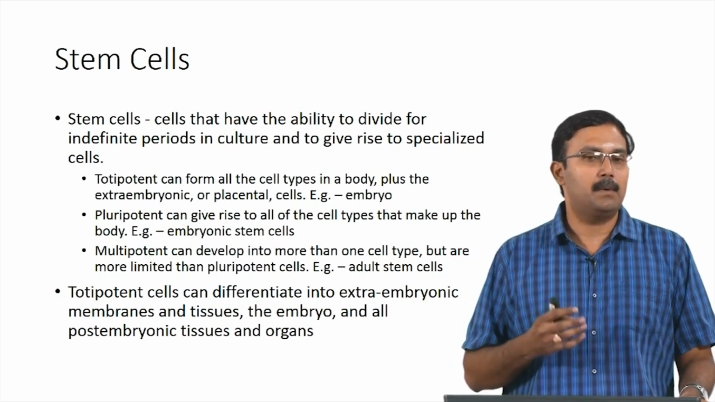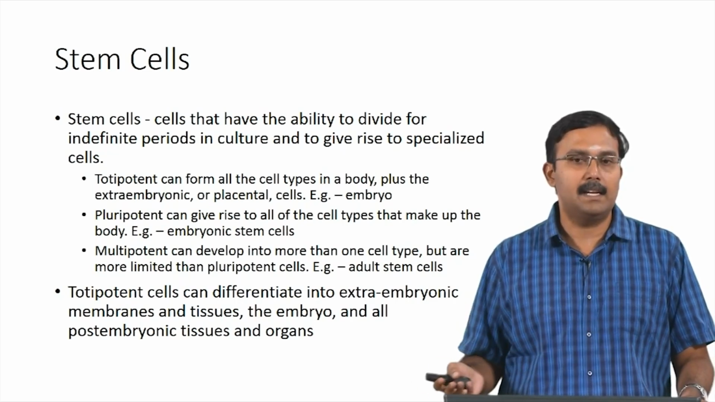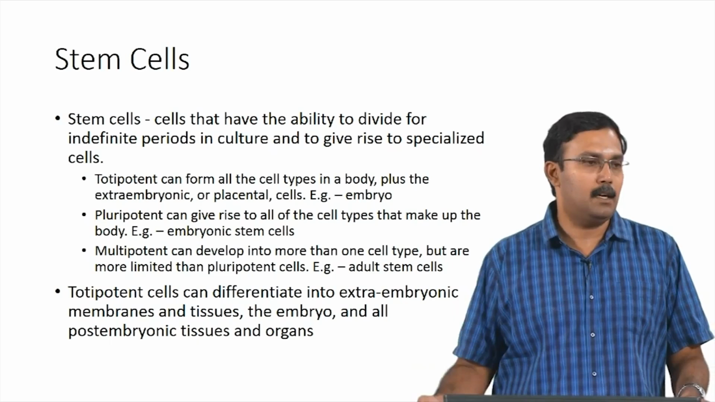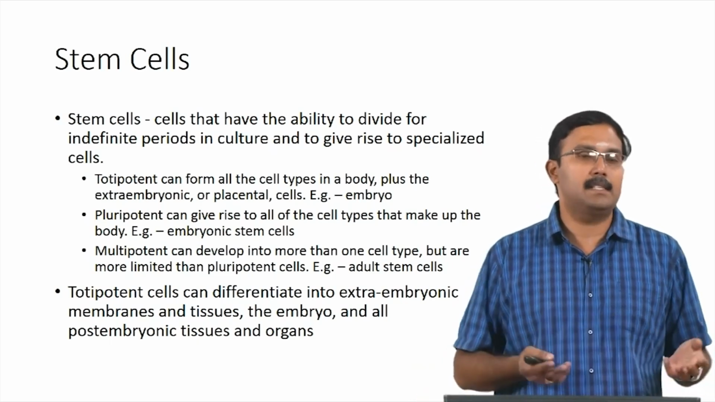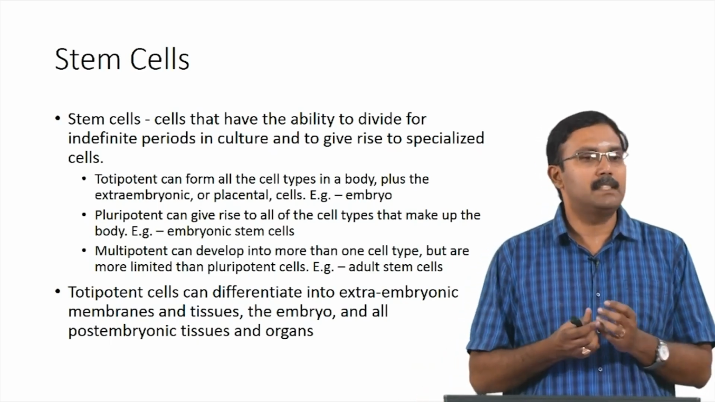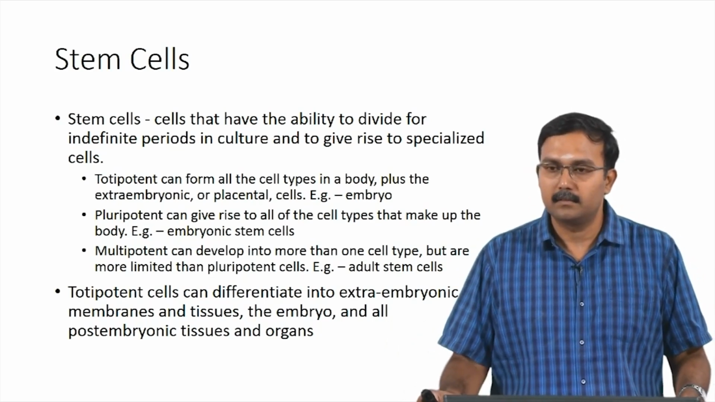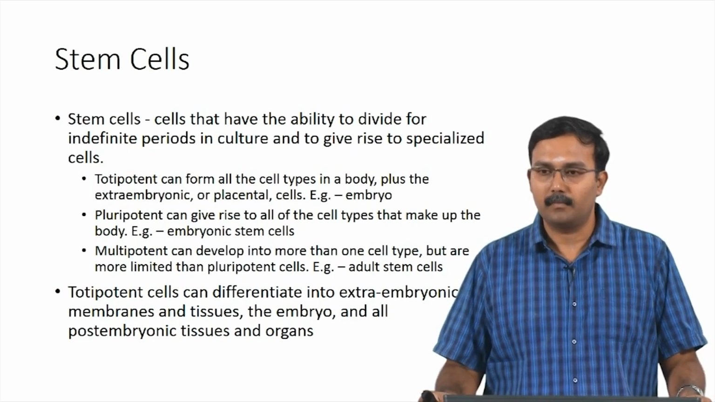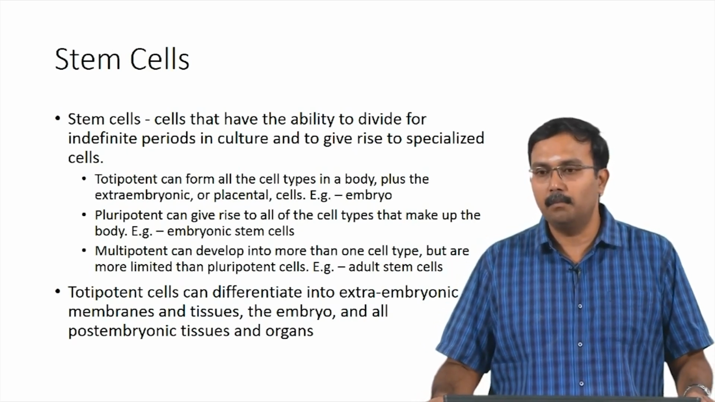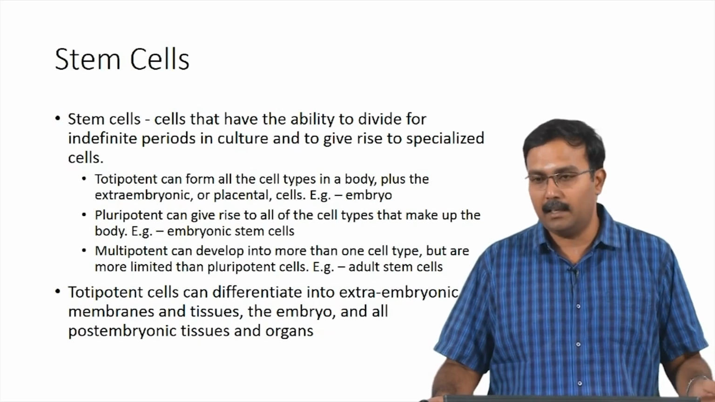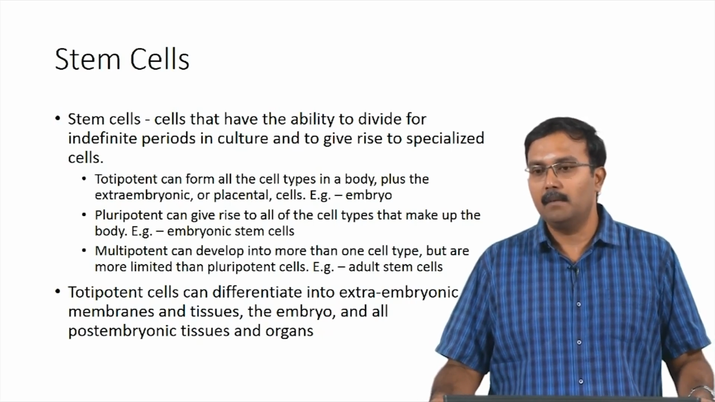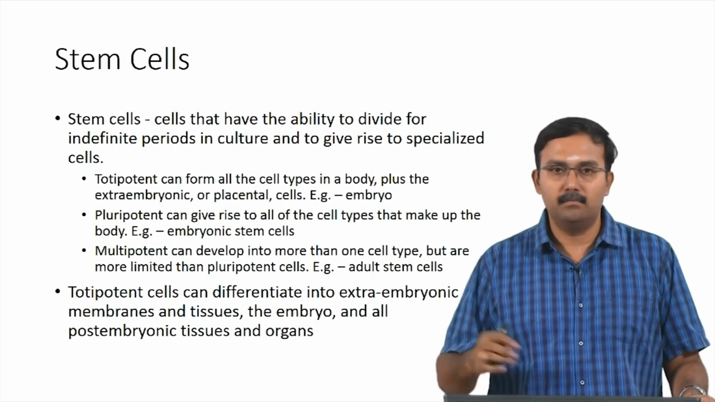Embryonic stem cells and induced pluripotent stem cells are examples of such pluripotent stem cells. Multipotent stem cells are the ones which can develop into more than one cell type, but are more limited than pluripotent stem cells. They cannot form all the cell types, but they can form a significant number of cell types. Okay. So, are stem cells in umbilical cord multipotent? Yes. So, the cord blood cells are multipotent stem cells, only embryonic stem cells are pluripotent.